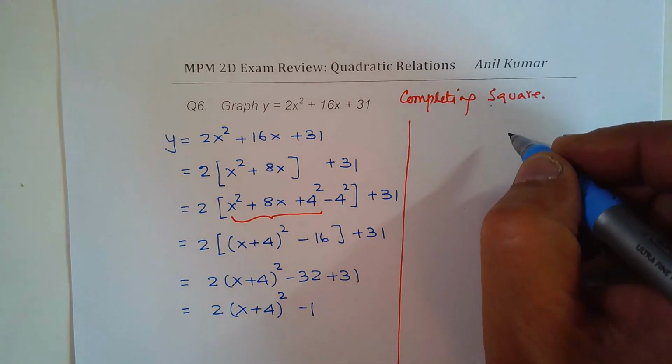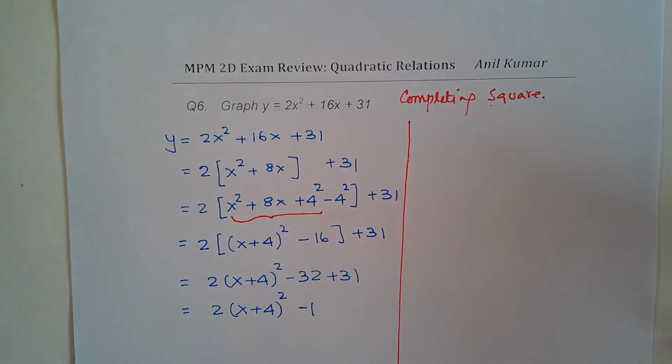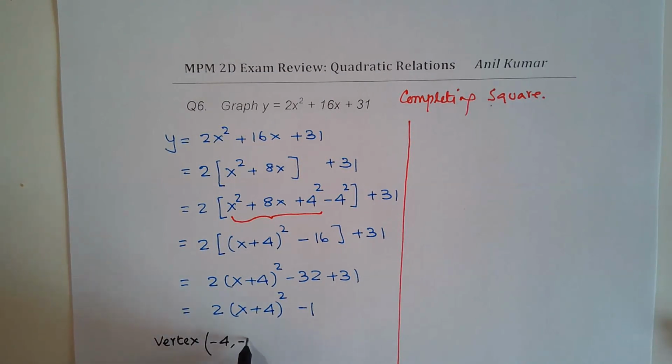So what we have here is the vertex of the parabola is at minus 4, minus 1. It opens up, right? And what are the steps? Steps are multiples of 1, 3, 5, 7, and so on. And we have to multiply by a, the stretching factor a, which is 2 in this case, right? So we do have a vertex at minus 4, minus 1.